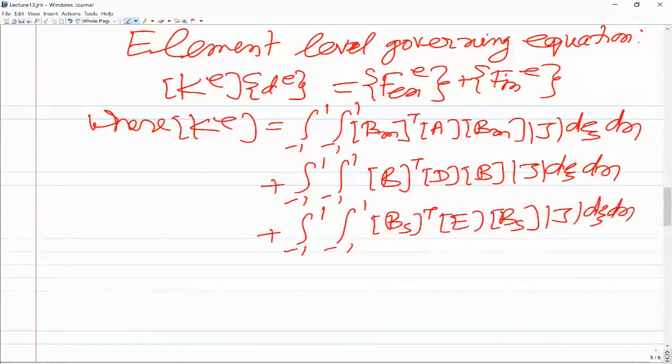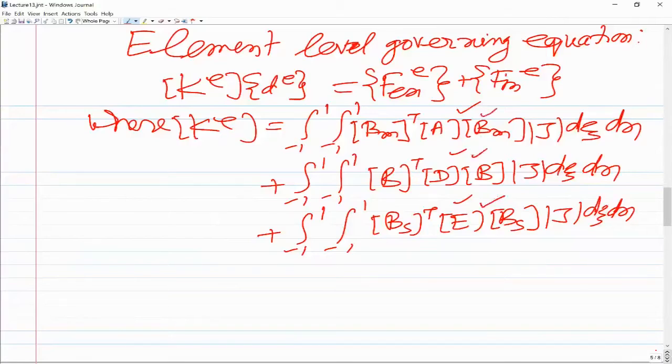If you do the exact integration, you would use 2 by 2 integration for all the three stiffnesses. But if you are using the same thing for thin problems, then you may go for selective integration. So for this one you might use 1 point integration, and for these two you can use the 2 by 2 integration.